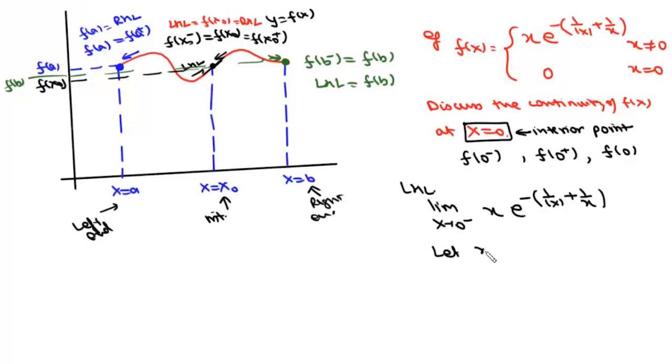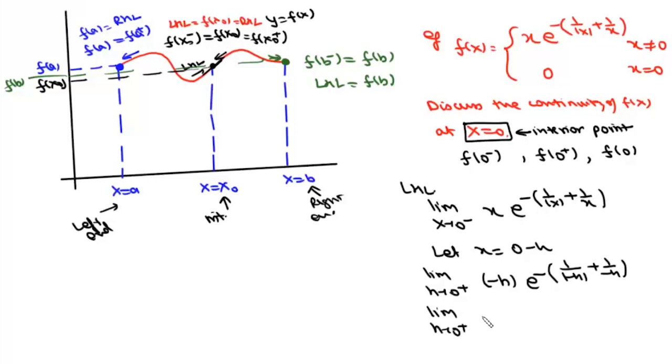Now we let x as 0 minus h. So it will be this limit h tends to 0 positive, and then it will be minus h e to the power minus 1 upon mod of minus h plus 1 upon minus h, which is this limit h tends to 0 positive of minus h e to the power minus 1 upon h minus 1 upon h. Now it will cancel. Now e to the power 0 is 1, and if we put h as 0, it will be 0. So in this case, this left hand limit is 0. So the value of f(0 negative) is 0.